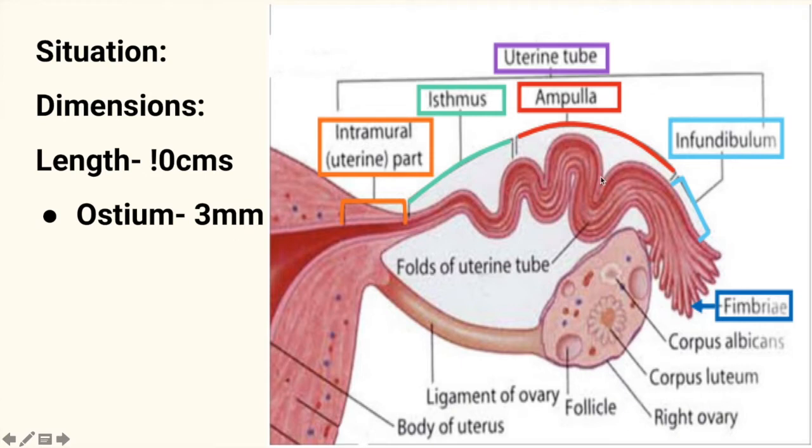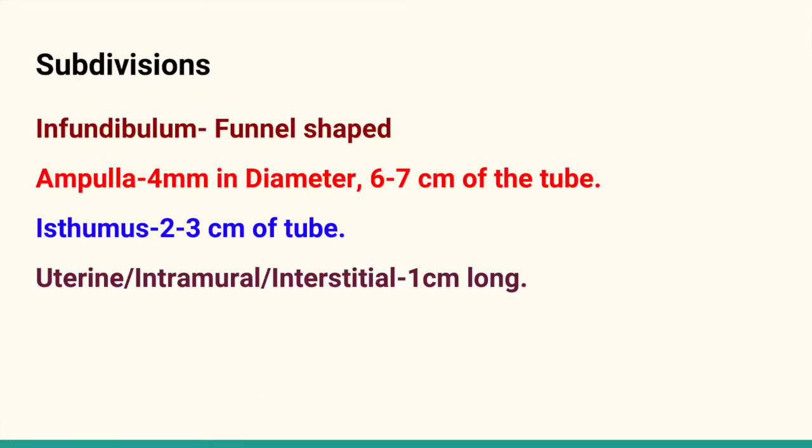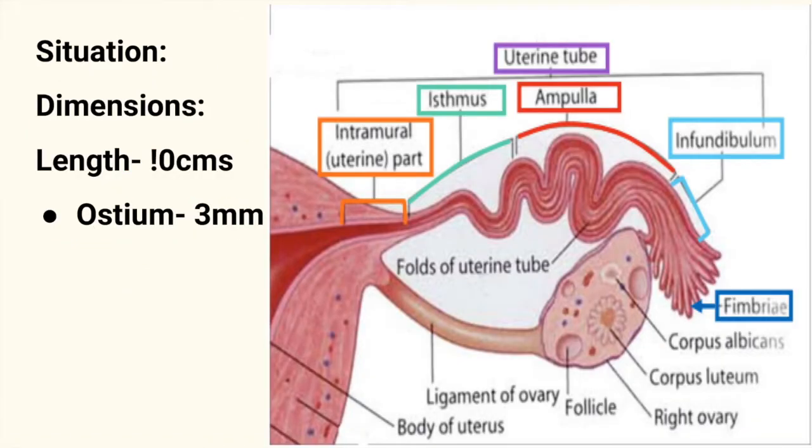Dimensions: length is 10 centimeters. The lateral end of this fallopian tube opens into the peritoneal cavity through an opening known as the abdominal ostium. The diameter of that abdominal ostium is 3 mm. Now we'll see the subdivisions of this fallopian tube. The parts are: first one, this blue colored part, the infundibulum. Next one is ampulla, next one is isthmus, and next one is the intramural part.